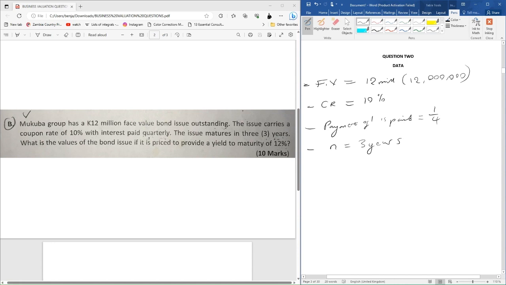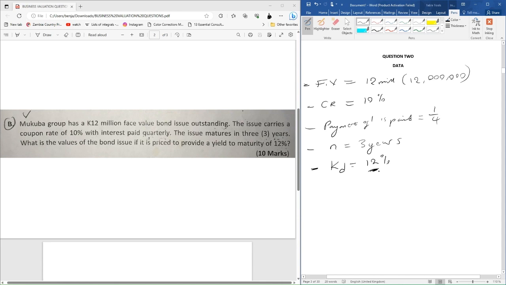What next? The question now goes on to say, what is the value of the bond issue if it is priced to provide a yield to maturity of 12%? So this bond, once it matures, needs to provide a yield or return of 12%. So our cost of debt, which is our KD, in this case is 12%. When paying back the money, there should also be a 12% return. To us as the company, Mukuba Group, this is our cost of capital.